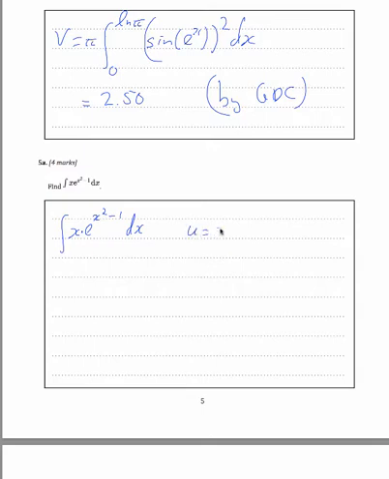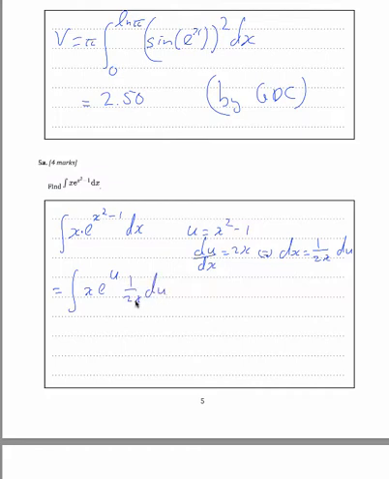So u equals x squared minus 1. Therefore, du by dx equals 2x, which implies that dx, which is what I need to substitute away, is 1 over 2x du. So I can write that as x e to the u 1 over 2x du. X's cancel out, glory, the half comes out in front, the derivative of e to the u with respect to u is e to the u. So this becomes a half e to the u plus c.